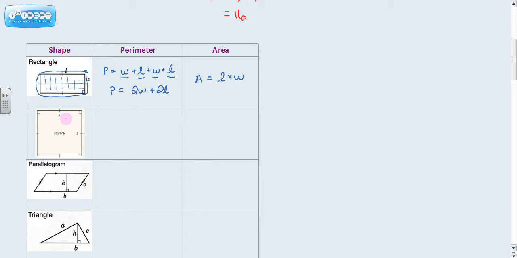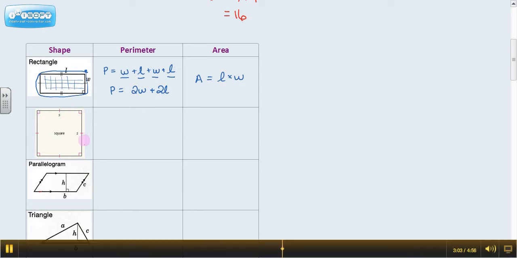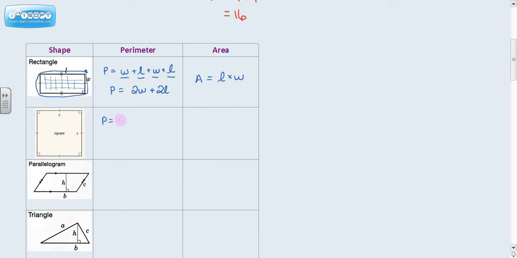Now if we go on to the square, the perimeter, all the side lengths are the same. So I would write the perimeter is S plus S plus S plus S, which can simply be written as perimeter equals 4 S's. The area then is length times width, but because they're the same, S times S gives me, if you recall from exponent laws, S squared.